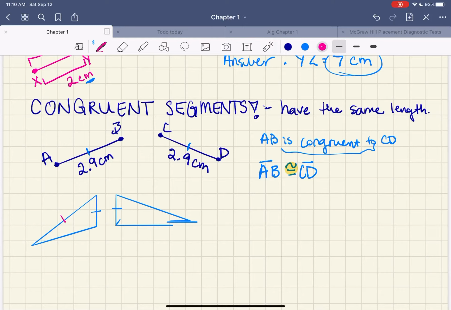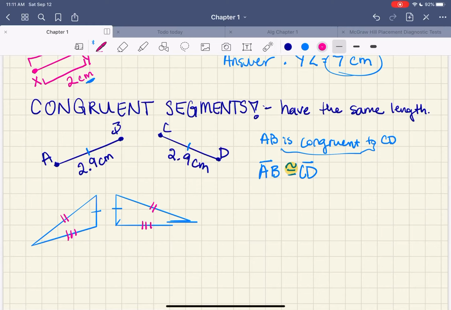Well, we can't mark it with just one because that is telling me that they're congruent to those two sides too. What we do if we have another pair of congruent sides is you're going to do a double dash. And then if you had a third pair, you would do the triple dash, okay? So that is how it's going to work. We're going to keep building up.